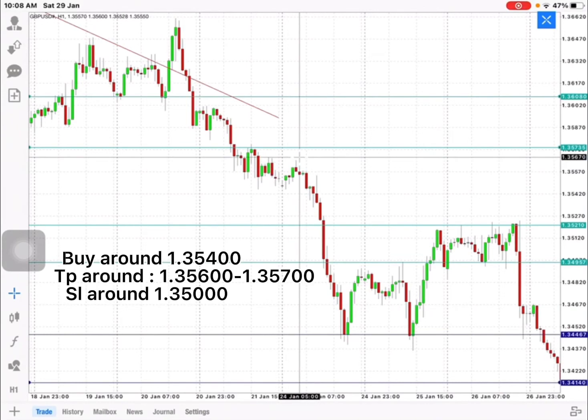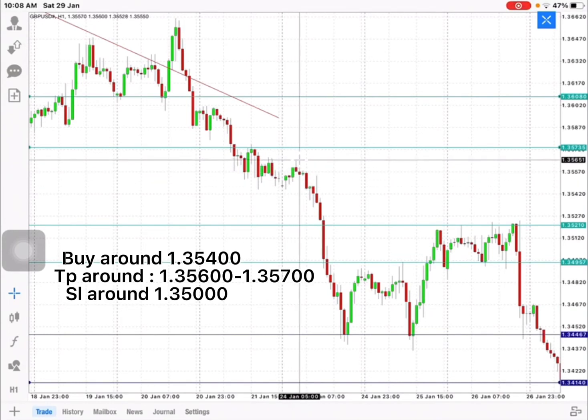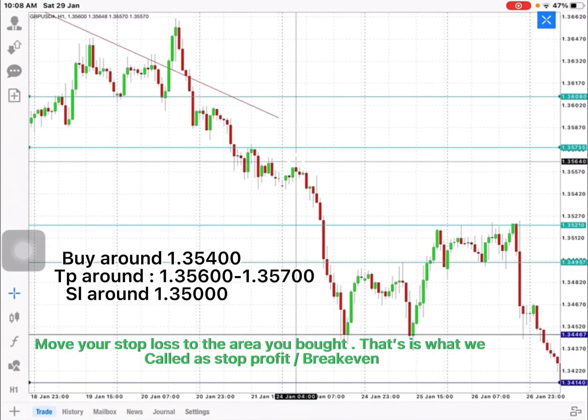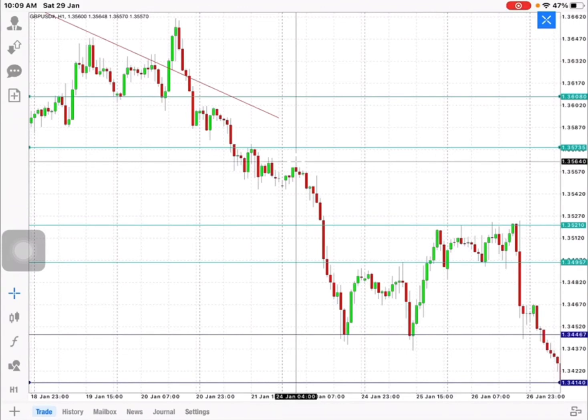If the market starts moving up, you guys can move your stop loss to the area that you bought. For an example, you bought at 135,400. The market has moved to 135,600. That's 20 pips for you guys. If you want to hold your trade, your stop loss is at 135,000.